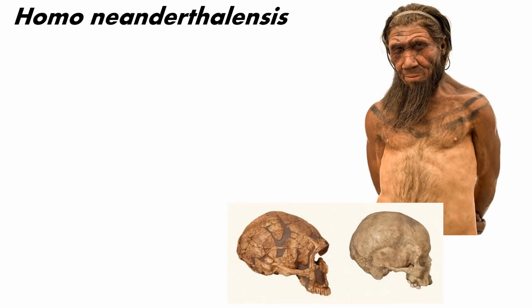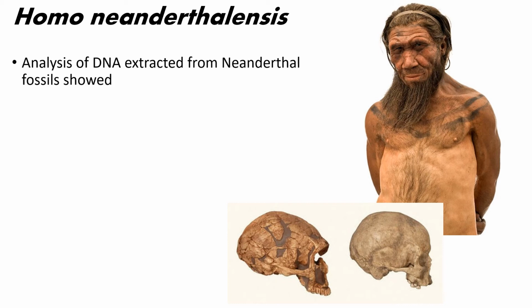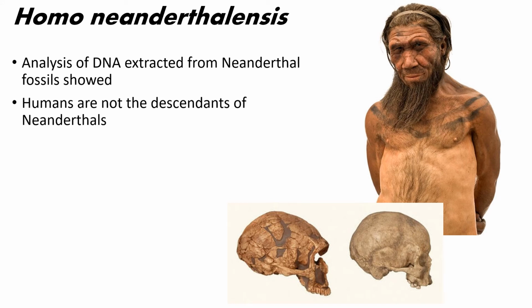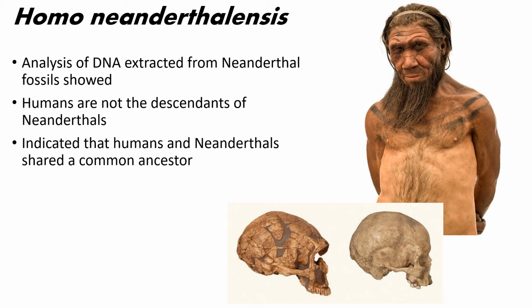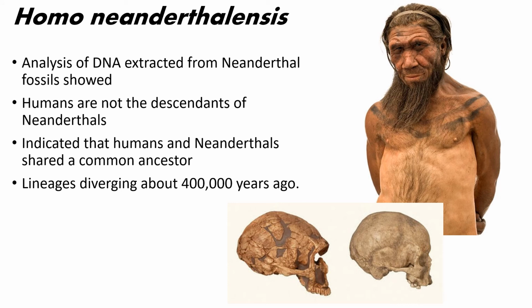Because of the very similar characteristics that Homo neanderthalis had to humans, it was thought for a period of time that potentially Homo neanderthalis were actually the ancestors of humans. But once they extracted DNA from some Neanderthal fossils, they found that humans are not descendants of Neanderthals. However, they did share a common ancestor, and they think that the lineages diverged about 400,000 years ago. And here we have an image of a reconstructed Neanderthal. Again, very human-like, with a slightly heavier brow, but we can definitely see ourselves in this close relative.